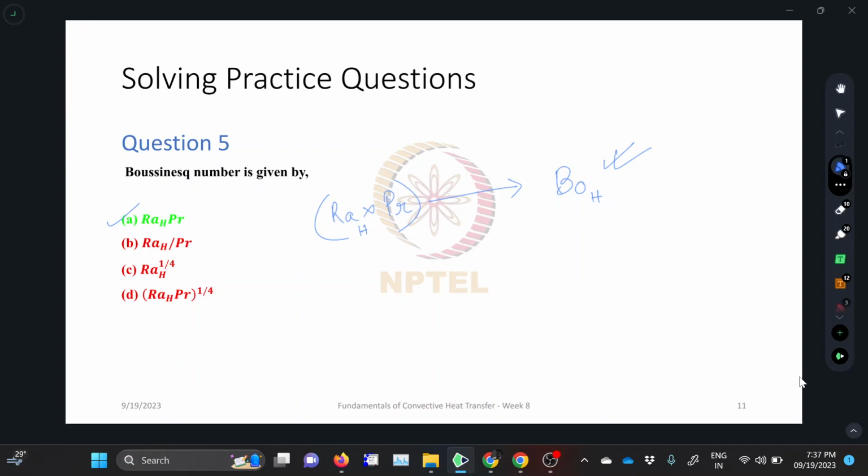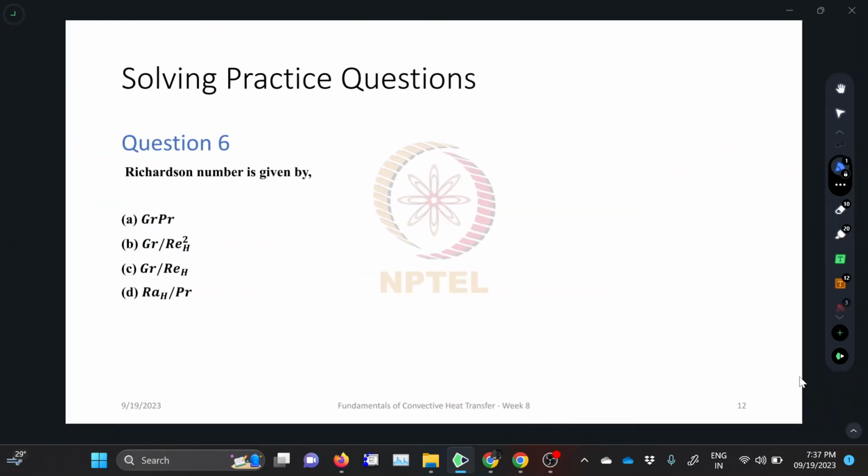Alright, so if there are no questions regarding this, we will move on to question number 6. This is again about another important non-dimensional number known as the Richardson number. What is it given by? Is it option A, Gr into Pr? Over here, Gr means Grashof number. Or is it option B, Grashof number divided by Reynolds number squared? Is it option C, Grashof number divided by Reynolds number? Or option D, Rayleigh number divided by Prandtl number?